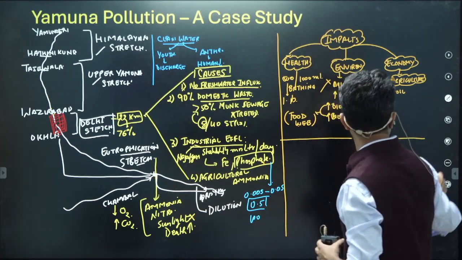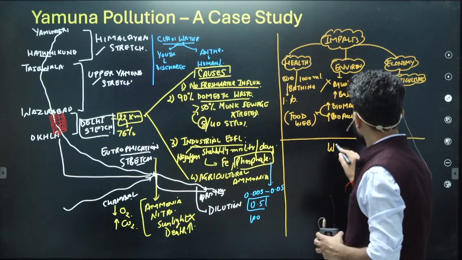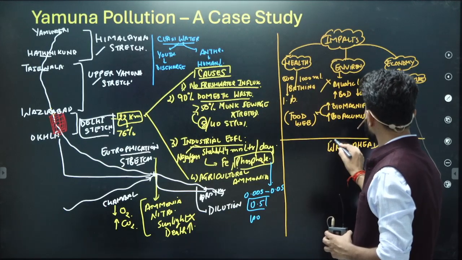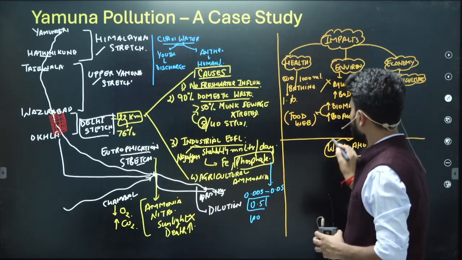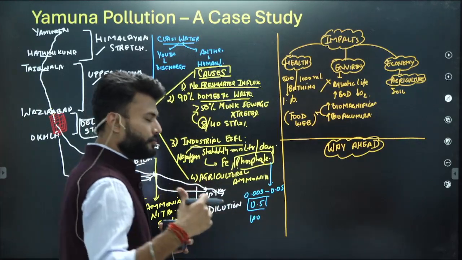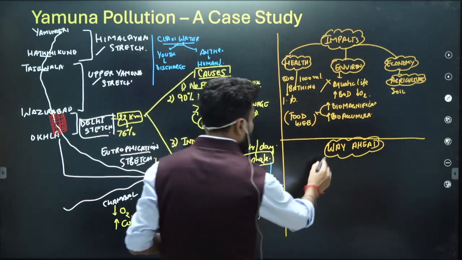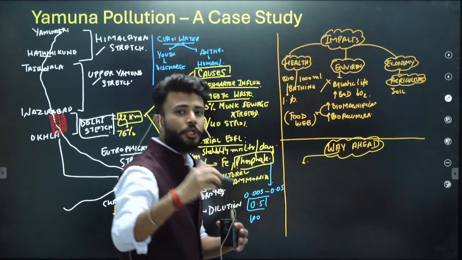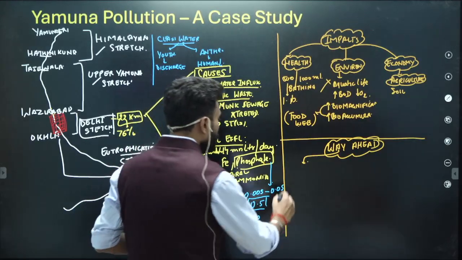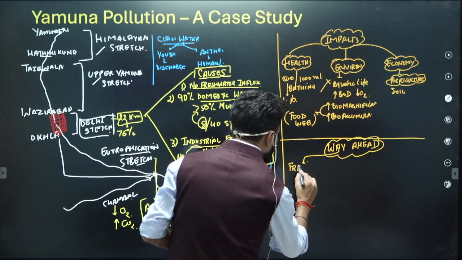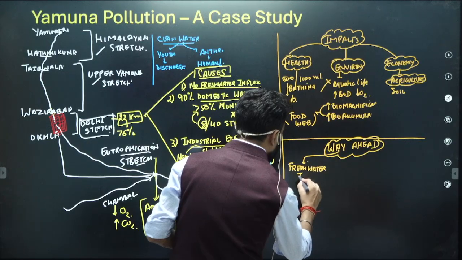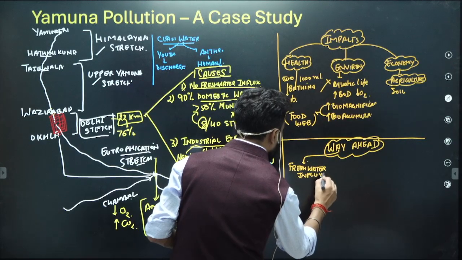Now, another section is, what can be a way ahead? What is a viable solution to deal with the problem of Yamuna pollution? Experts say, see, first, as a student of geography, the first thing you need to understand is that you need to increase the fresh water influx in river Yamuna. So there has to be an increase in the fresh water influx. How can you do it?